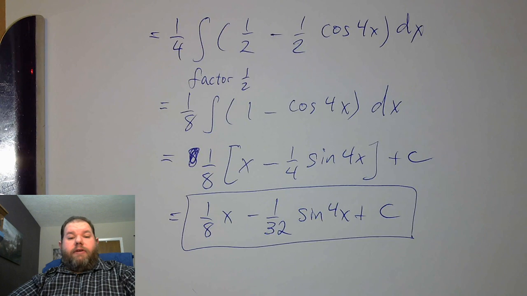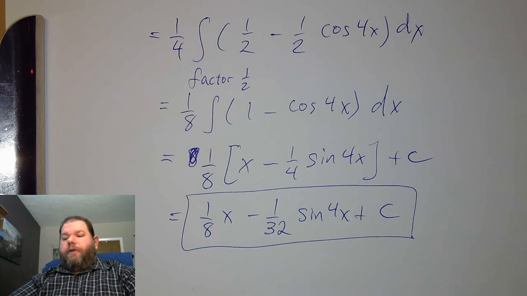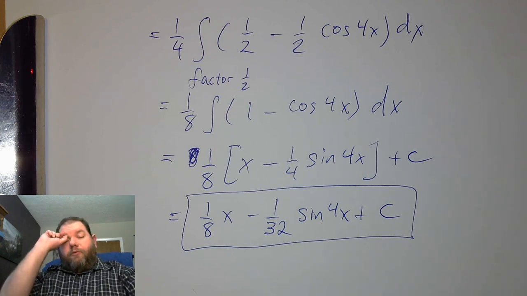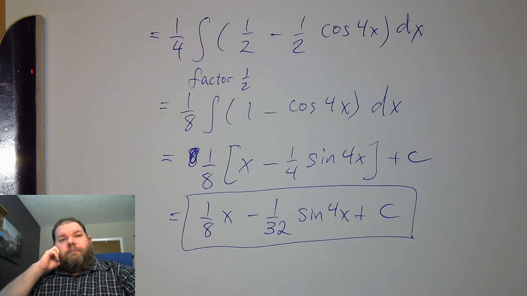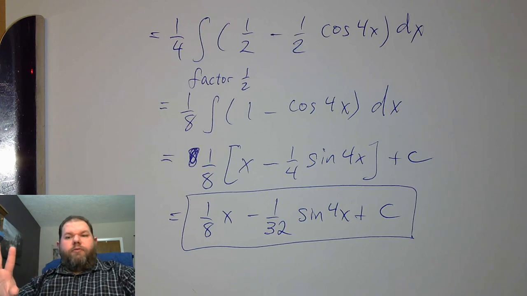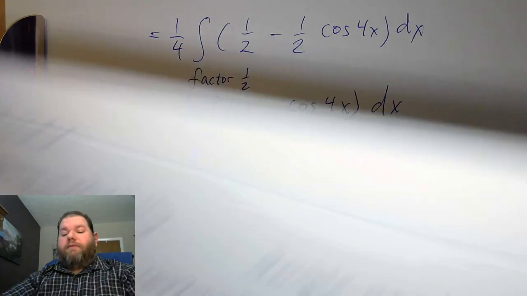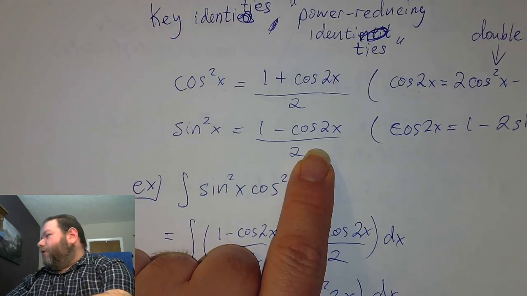So that's how we would handle the case where both of the exponents are even on the sine and cosine functions. To sum up, with even exponents, we just use our power-reducing identities to reduce them down to where we finally get to a point where we can just integrate a basic cosine function. Actually, it should just be cosine each time, because even if we have a sine squared, it's going to become a cosine.